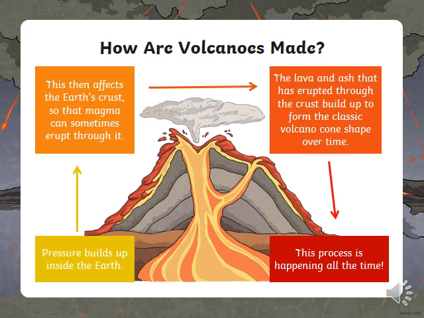Then the lava and ash erupts through this crust and builds up this volcano cone shape over time, because as the lava and ash erupts out and hits the air, it begins to cool. Underneath the Earth's crust, it's still very liquid, and as it comes out, it begins to turn more solid. As it cools down, it creates layers and layers and layers of rock. This process is happening all the time.